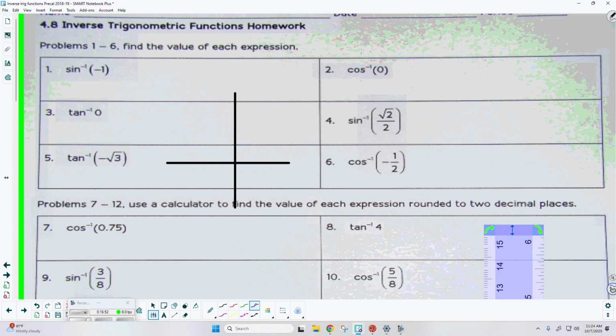Okay, there we go. Let's try that. Does that look better? Okay, here we go.